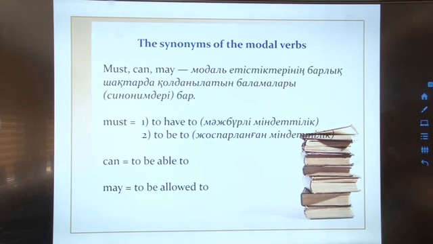Okay, the synonyms of the modal verbs. Modal verbs have equivalents that can be used in all tenses, only for must, can, may. For example, must can be changed to have to and to be to. To have to expresses compulsion, obligation. And to be to expresses planned obligation. Can expresses ability, but we can change it, or its synonym is to be able to. And for the modal verb may, the synonym can be the phrase to be allowed to.